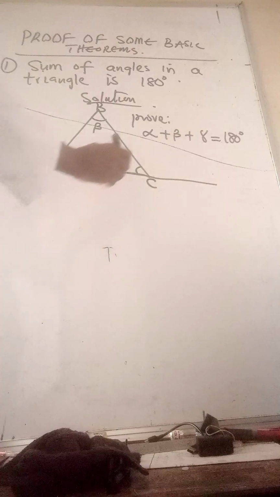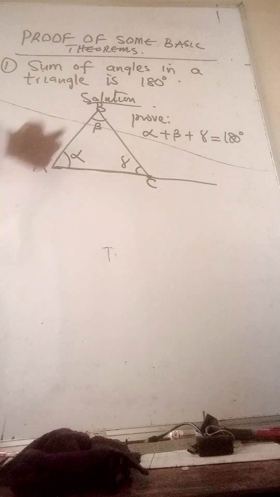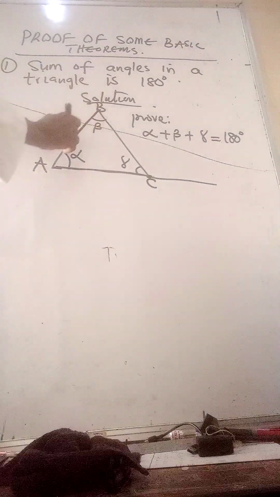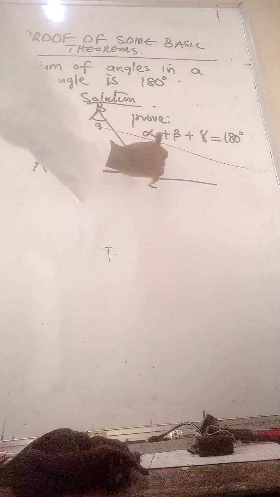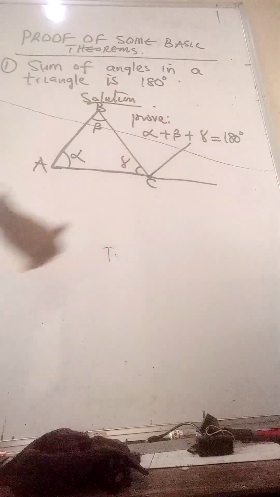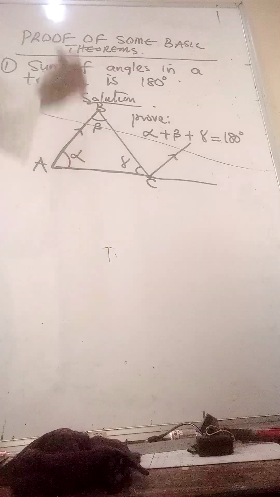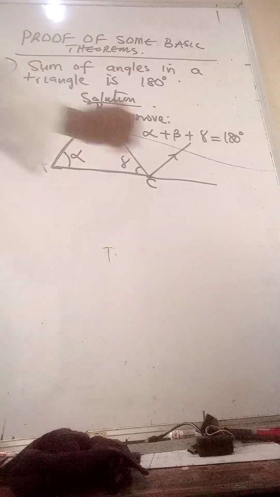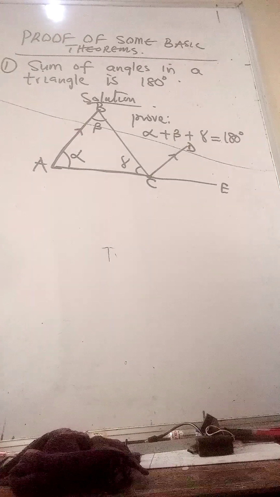Okay, the next thing, we have to draw a line from point C that will be parallel to this line AB. So that means I will have to draw a line like this, which is parallel to this line AB. Let me label here E, and let me label A, B, C. Then let me label here D.